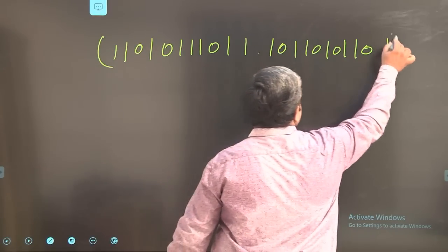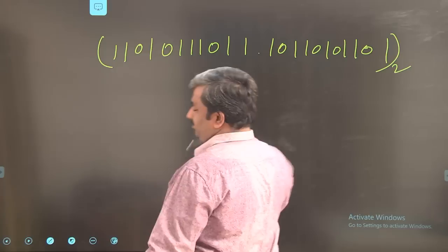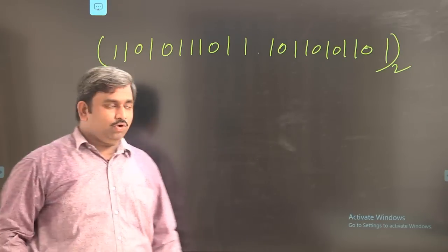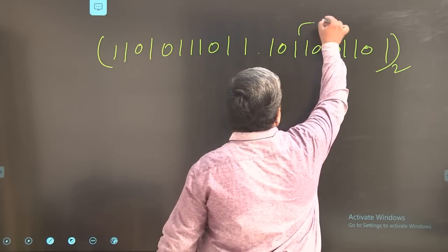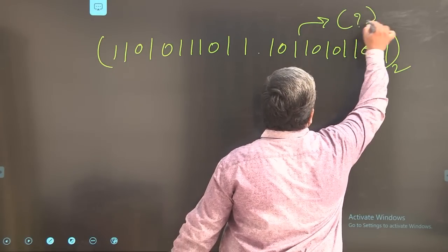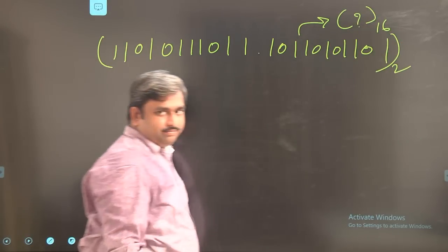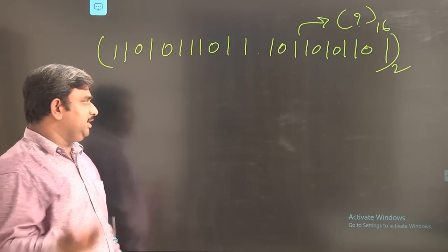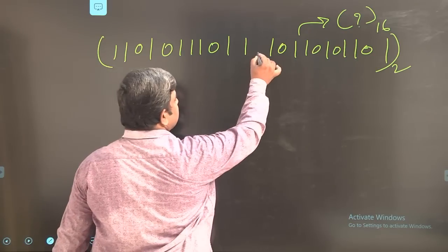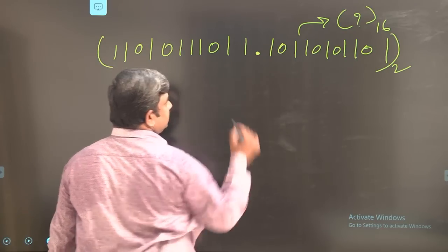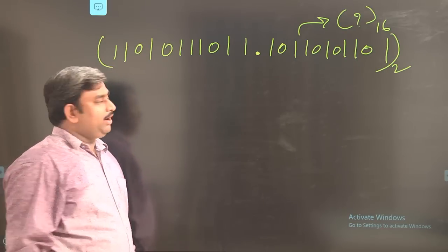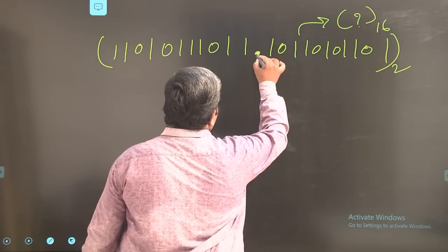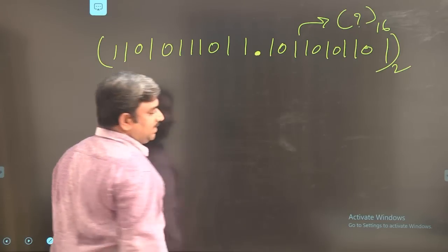So this is the biggest number I have taken. Now my motto is to convert this number into hexadecimal. The number seems to be very big, but the answer is very simple. So see here what I said. This is the decimal point, right? Is it visible? Right, so this is the decimal point.